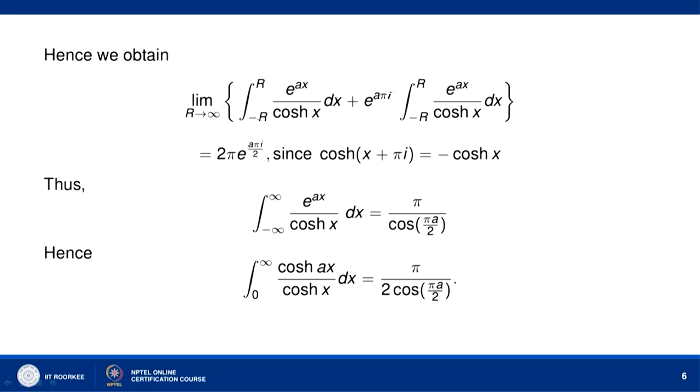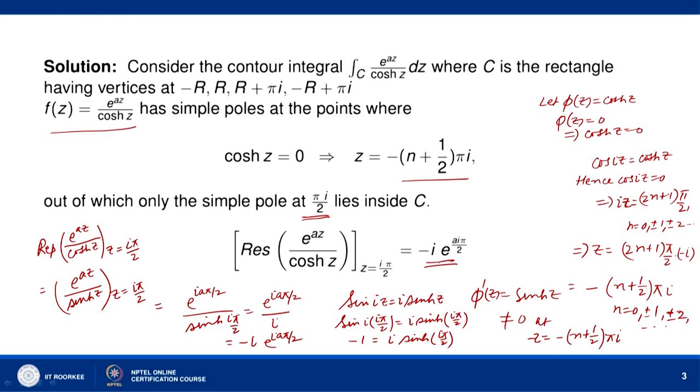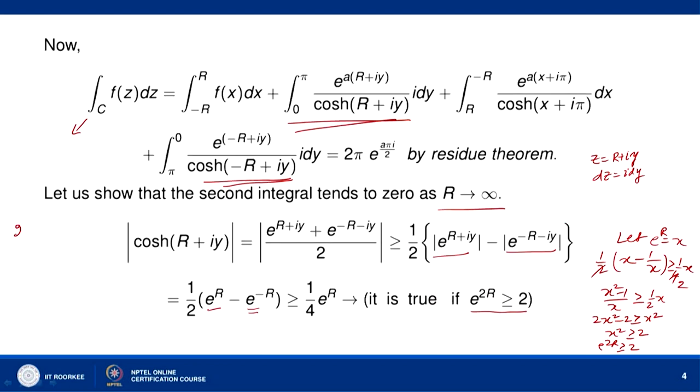So, the limit r tends to infinity of the integral from minus r to r of e to the power a x over cosh x dx plus the integral over, let us see how we get this. Here you can see when r goes to infinity, this equation gives you the integral over C of f(z) dz, which we found to be 2πi times this, and 2πi times minus i is 2π, times e to the power a i π by 2. So, 2π e to the power a i π by 2 is equal to the integral from minus infinity to infinity of f(x) dx plus the integral from infinity to minus infinity of e to the power a x times e to the power a i π, dx divided by cosh(x + iπ).